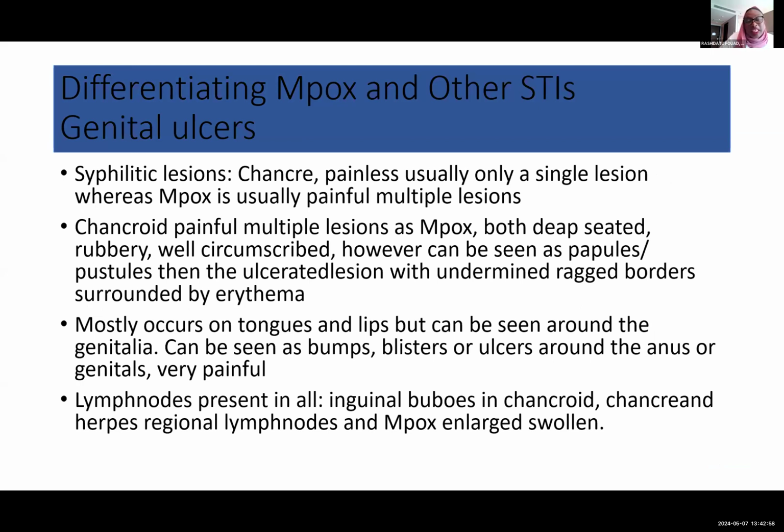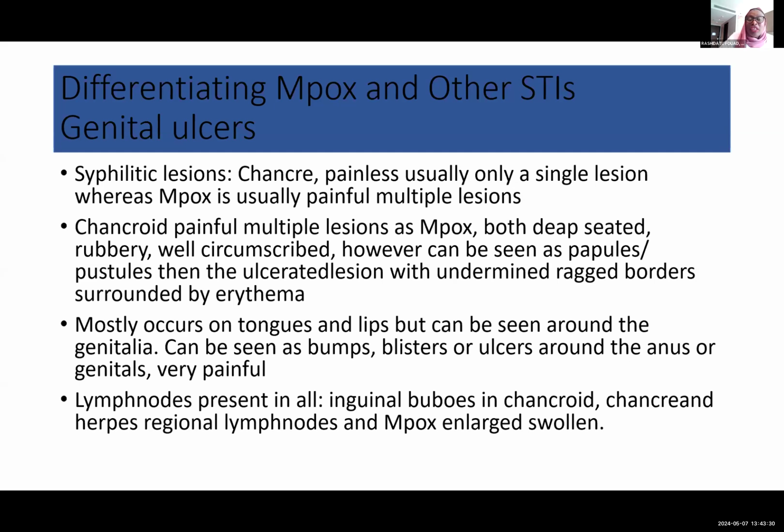I think for me personally, it's difficult to differentiate mpox and chancroid because they have similar presentations. So you need to test. Testing is very crucial, and in the last session we had, the discussions were centered around testing for monkeypox. Be mindful that these could also occur together, so you need to distinguish. They are both deep-seated, rubbery, painful, and have lymph nodes.